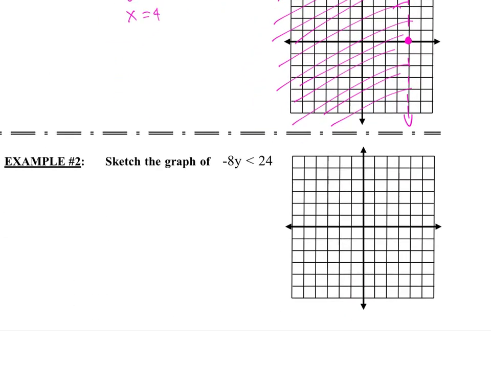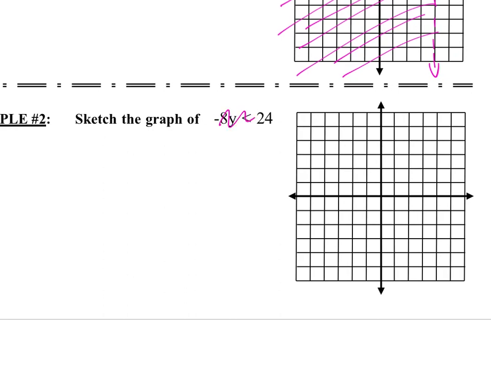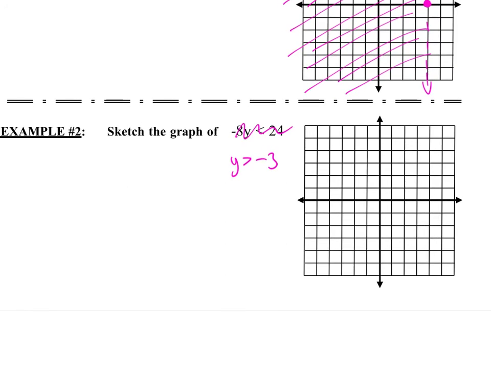All right, let's talk about the last example now. We're actually going to change this to y is greater than -3. All right, so is this Hoy or Vux if it's y equals -3? This is going to be Hoy.